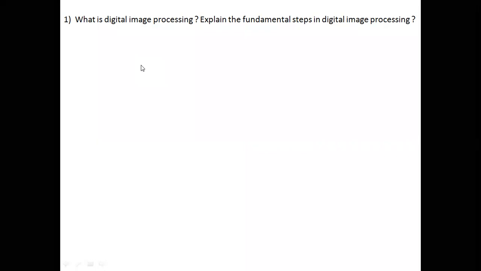From unit one. I'll be explaining it in terms of questions and answers so that it will be clearer to you. In the first class, you already learned what is meant by a digital image. In real time, an image would be analog in nature. We need to convert that image into digital.